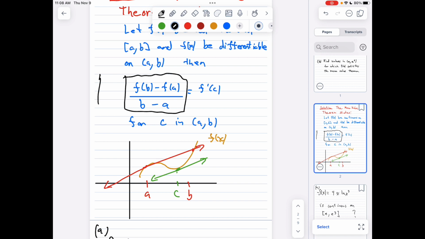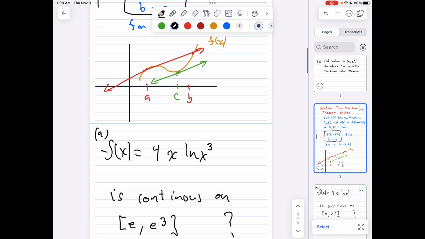That's what this theorem says. You take any two points, and if your function satisfies the conditions of the mean value theorem, you draw a line through them. There is some point in between where the tangent line is going to be parallel to that secant line. That's what the theorem says in so many words, geometrically. All right, so the first thing we have to do here is check the conditions.